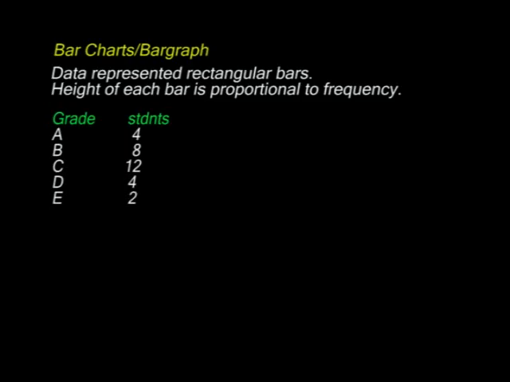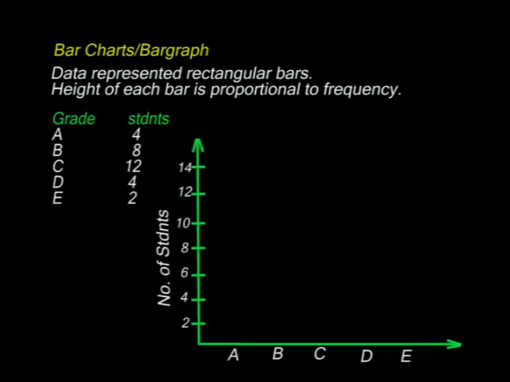Now to represent this information on a bar graph, we first draw the vertical and the horizontal axis. So there I have them. My vertical axis will represent the number of students, and my horizontal one, that is the x-axis, will represent the grades. The scale that I have chosen is that 1 unit will represent 2 students. So I have that scale on the vertical axis. On the horizontal one, the bars will be uniform.